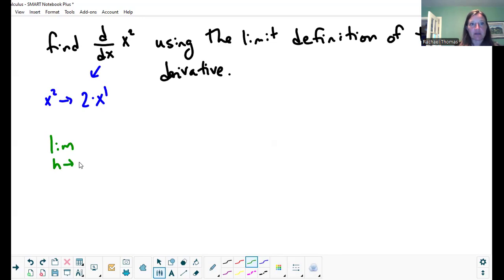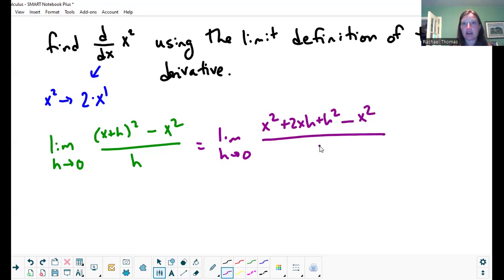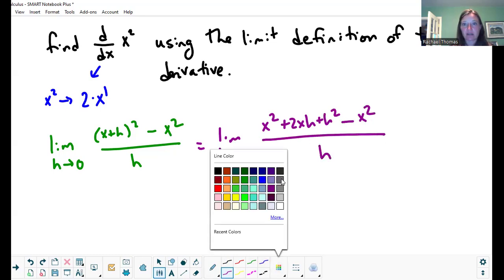Using the limit definition of the derivative, and usually for power functions or polynomial functions, h goes to 0 is an easier form of the limit definition of the derivative than the x goes to a one. So limit as h goes to 0 of (x plus h) squared minus x squared over h. That's just the straight up definition of the derivative, and I'm going to use some algebra to simplify it. Limit as h goes to 0. I'm going to expand this square, x squared plus 2xh plus h squared minus x squared over h. And thank goodness some stuff cancels.